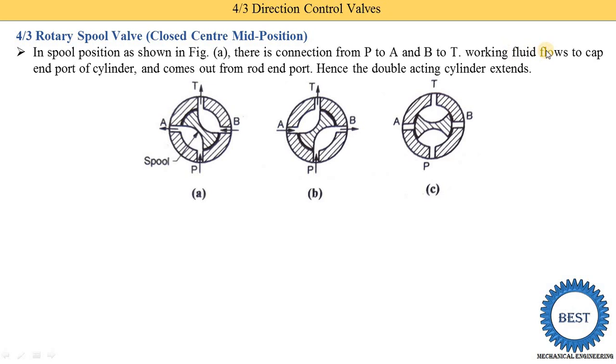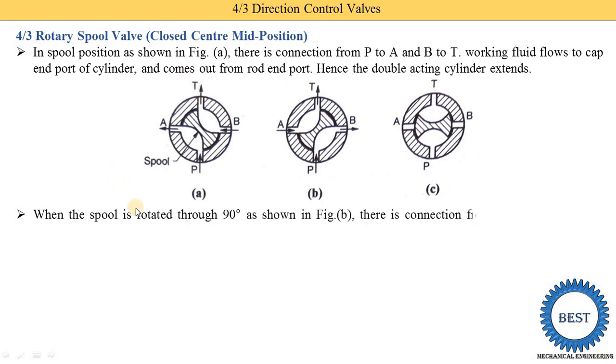Okay, so working fluid flows to the cap end port of the cylinder, means the A port is connected with the cap end port of the cylinder, and comes out from the rod end port. So the rod end port is connected with this B port. Okay, so oil coming from the B port is supplied to the tank port T, and from the tank port it is supplied to the tank or reservoir. Hence the double acting cylinder extends.